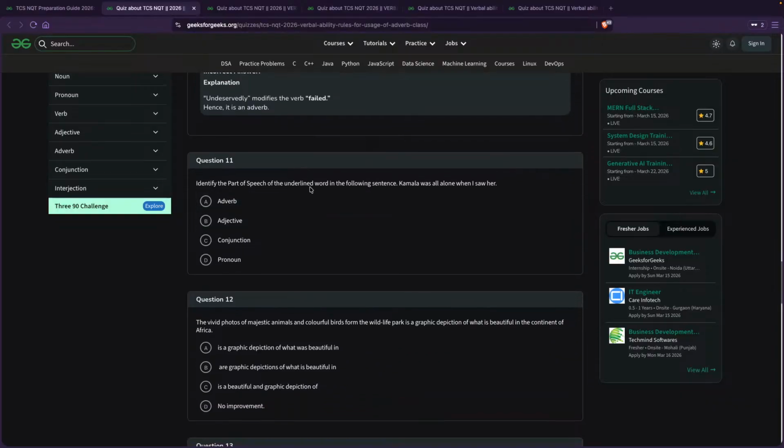Identify the part of speech of the underlined word in the following sentence. Kamla was all alone when I saw her. There's no underlined word. Or I can't see it. So what are they talking about? Kamla was all alone. There can be anything. Was all alone when I saw her. Let's forget that.